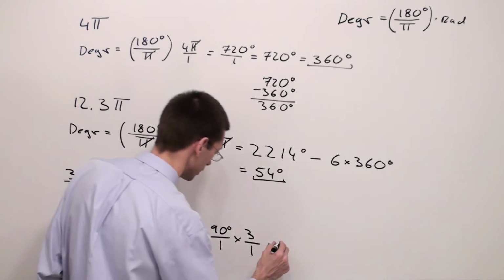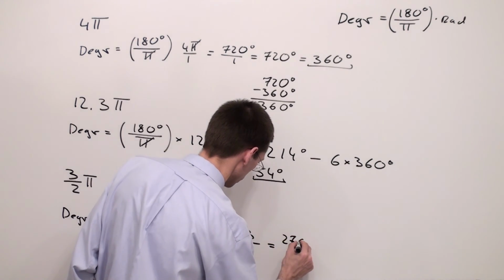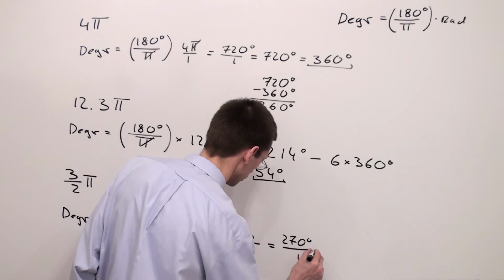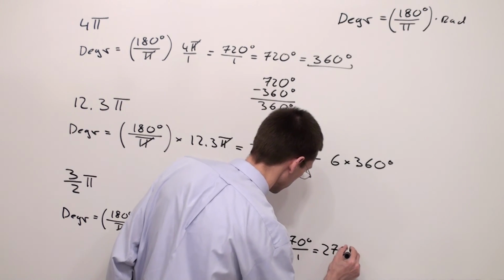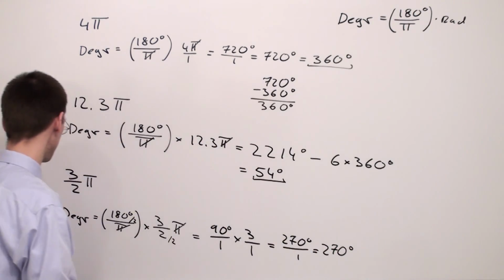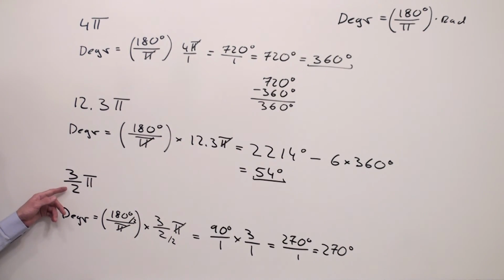90 times 3 is 270 degrees over 1. 270 degrees over 1 is equal to 270 degrees. 270 degrees is equivalent to 3 over 2 pi. This is the solution to my problem.